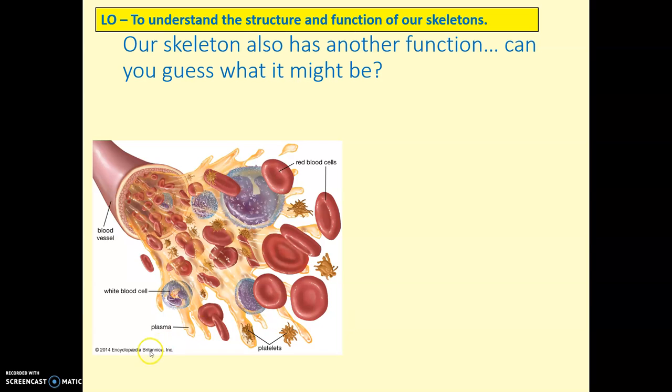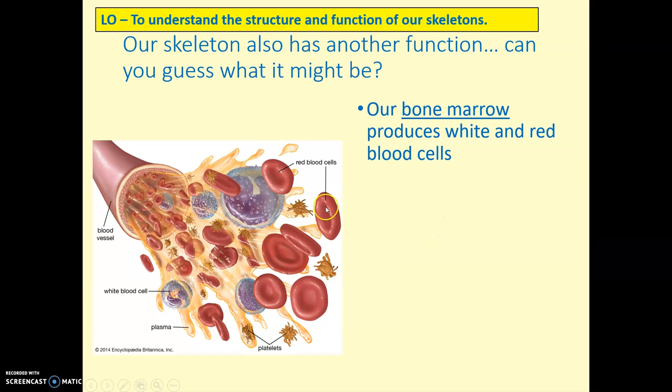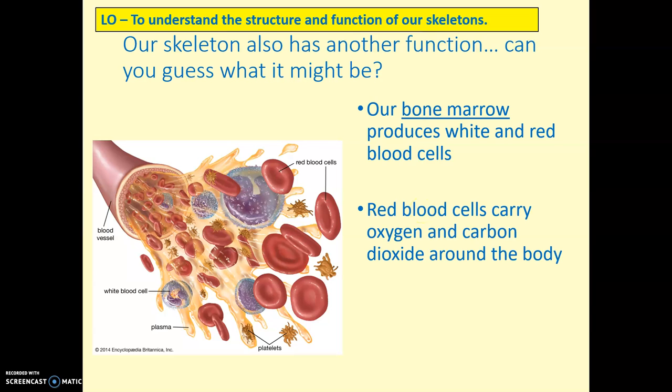Now the diagram is on here to give you a hint, and hopefully you noticed in particular the white blood cells, red blood cells, and fewer platelets as well. So another function of the skeleton, your bones, is to produce white and red blood cells. So bone marrow, which is a hollow surface encased within our bones, produces white and red blood cells.